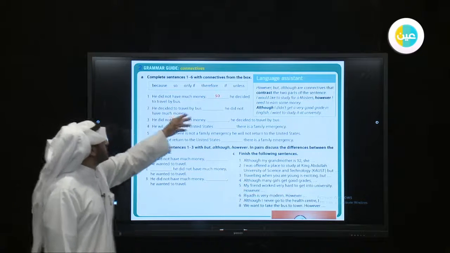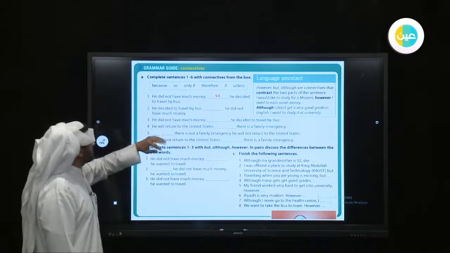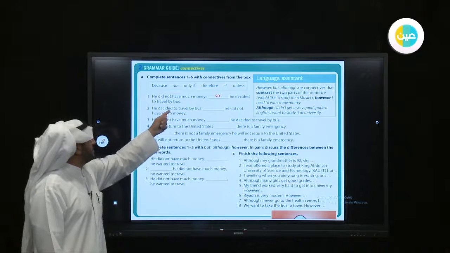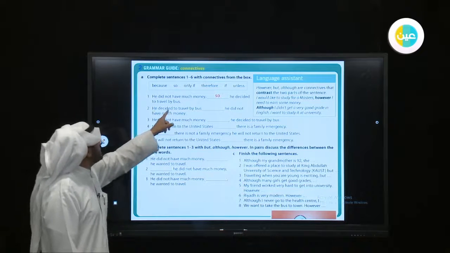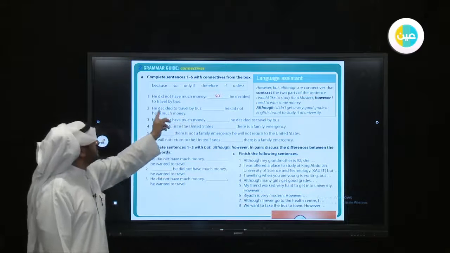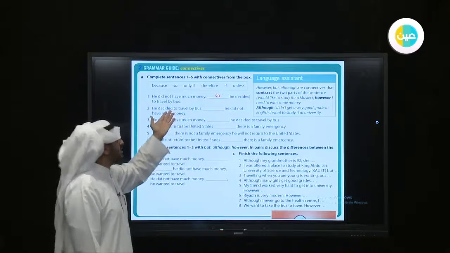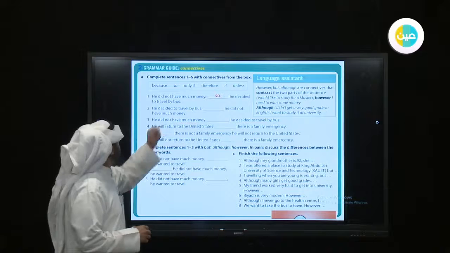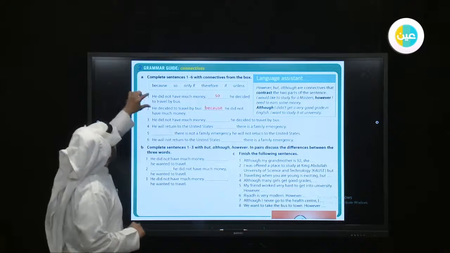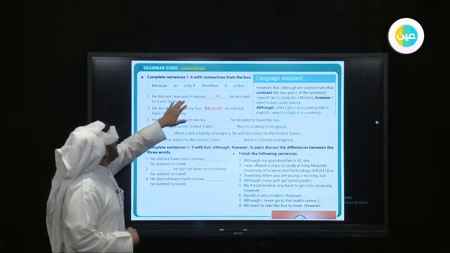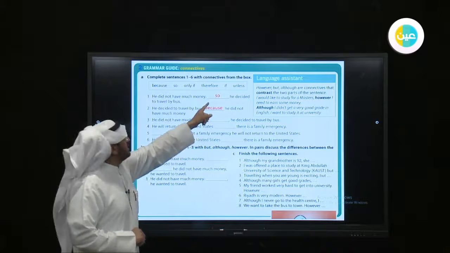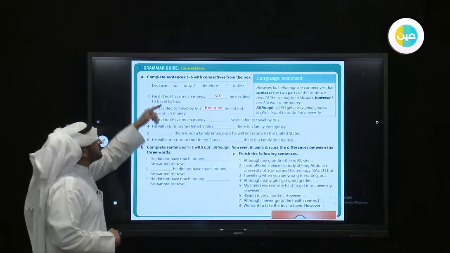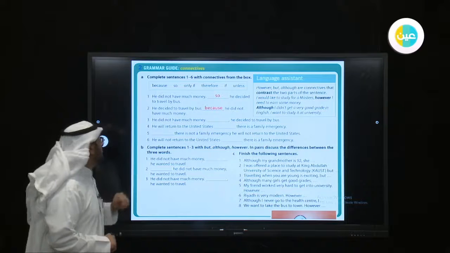The second example, look at the difference between them. First one: cause, effect. The second sentence: effect, cause. He decided to travel by bus. This is the effect. He didn't have much money, no money. This is the cause. The difference between them: in the first sentence, the cause comes before the connective, and in the second sentence, the result comes first, then the cause.